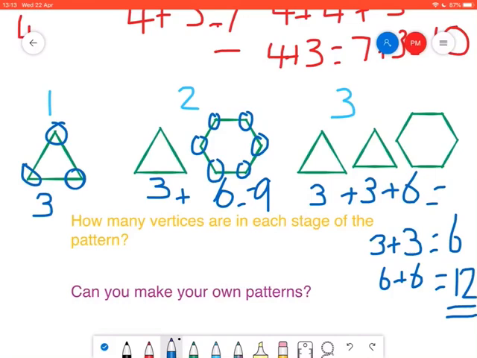These are important aspects of maths, just so we know that we can apply it.